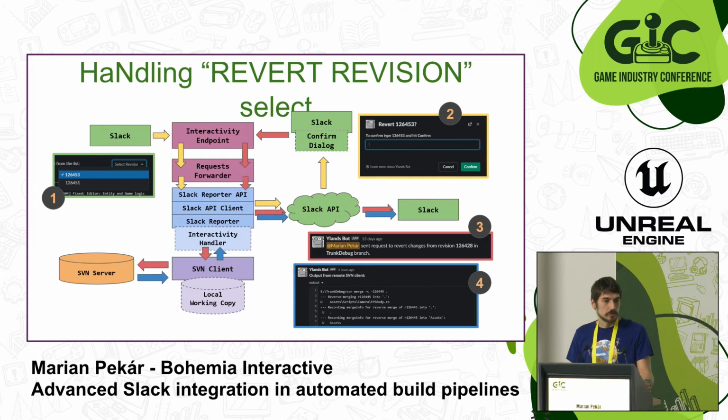Another example is handling revert revision select. It's a little bit different because it goes through a dialog. So first, the dialog is created with someone selecting a revision from a drop-down list, and that's the yellow data flow with yellow arrows. And when the dialog is confirmed, then it's the same as before. It goes through the endpoint to the interactivity handler, but this time it's another connected service. Not Jenkins Plan Manager, but a Subversion client. It does its trick. It does the reverse merge, which is basically a revert. And meanwhile, a confirmation message is sent. And then after the Subversion operation is done, the standard output is also sent.